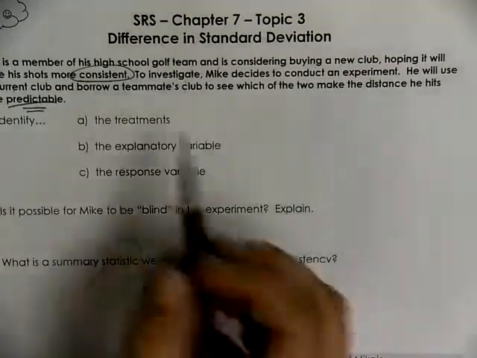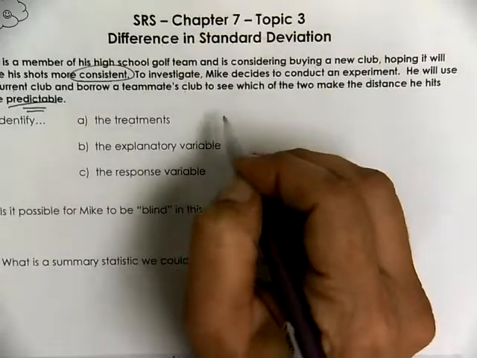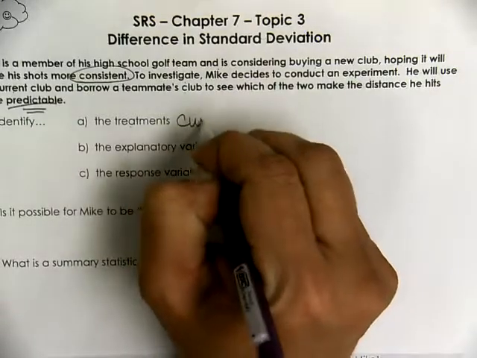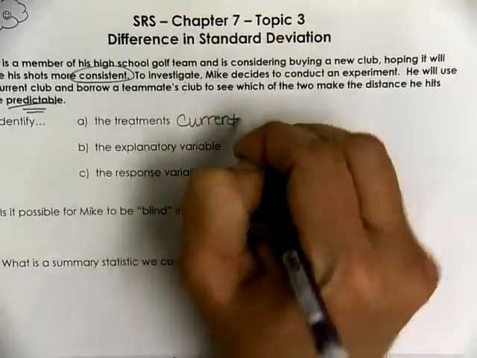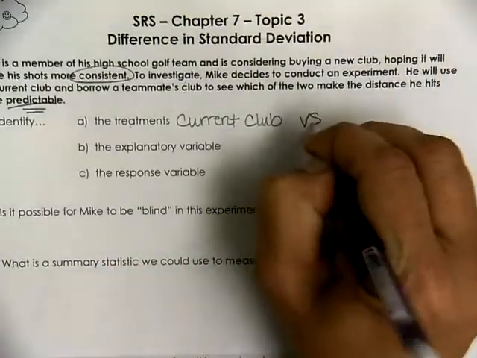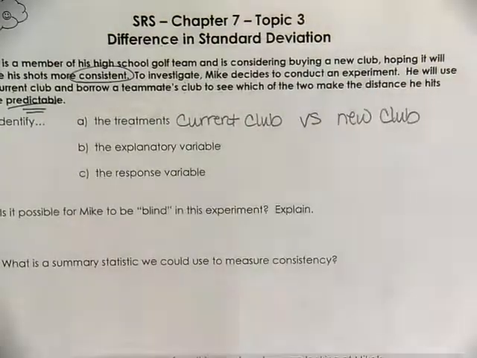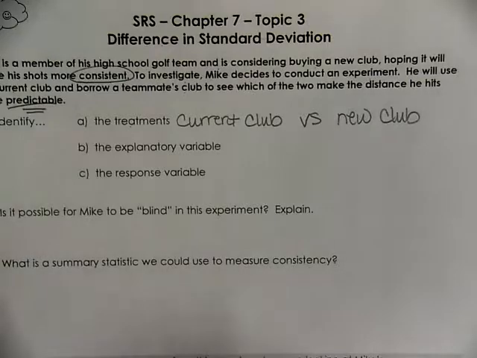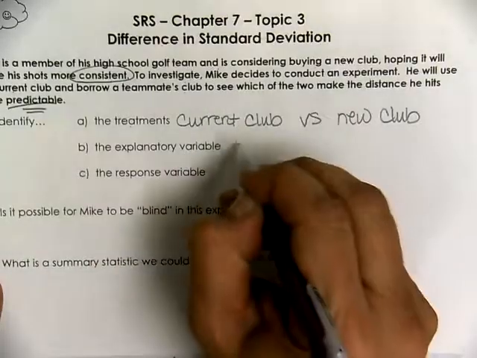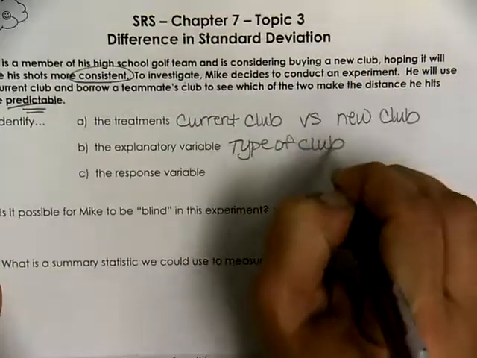So we are going to identify the treatments. The treatments in the experiment are going to be the two different things we're comparing. So in this case, it would be his current club versus the new club, or his teammate's club. The explanatory variable then would be the type of club that is being used.